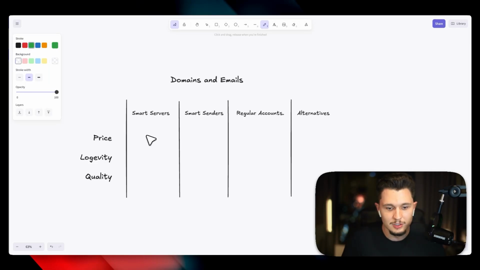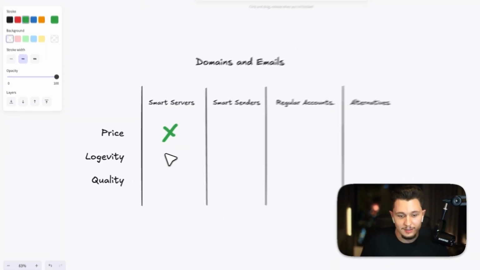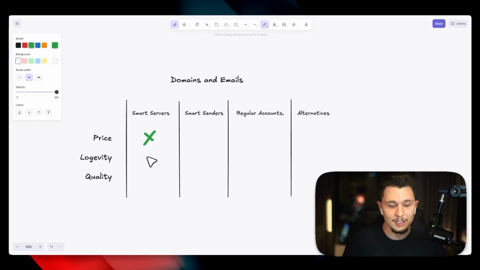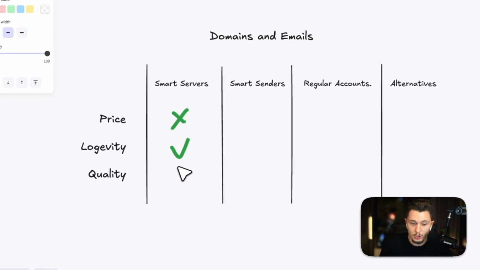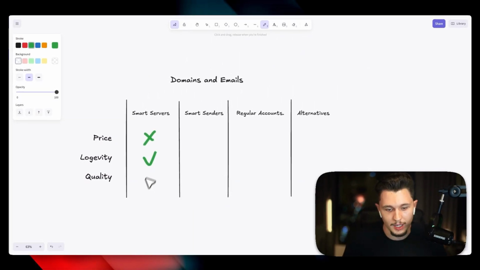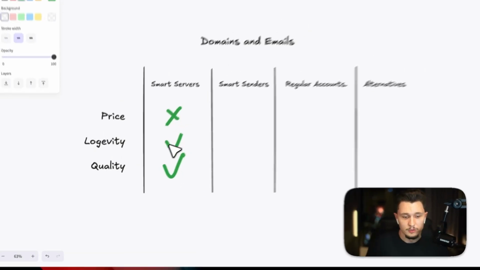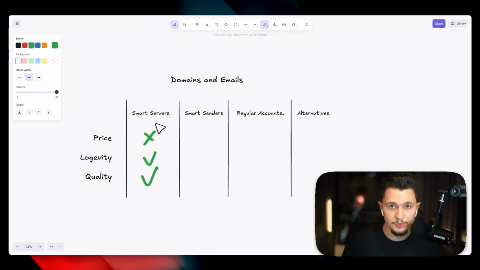So that is why I usually say that pricing wise, this is not the best option. Longevity wise, it depends on the kind of offer that you have. But I would say in this case as well that this would actually be good if your offer is very good. And then quality-wise, I would say this is fantastic if your offer is good. Okay, so smart servers, definitely consider if your offer is fantastic.